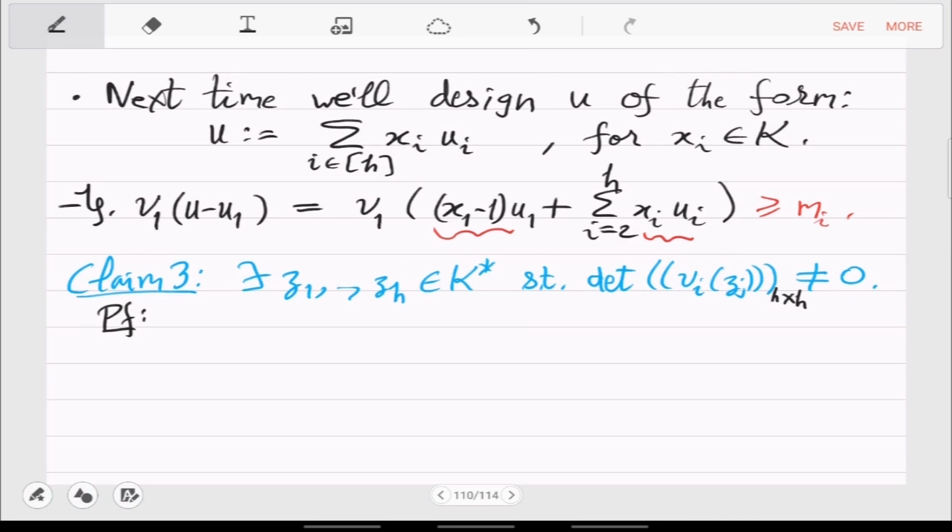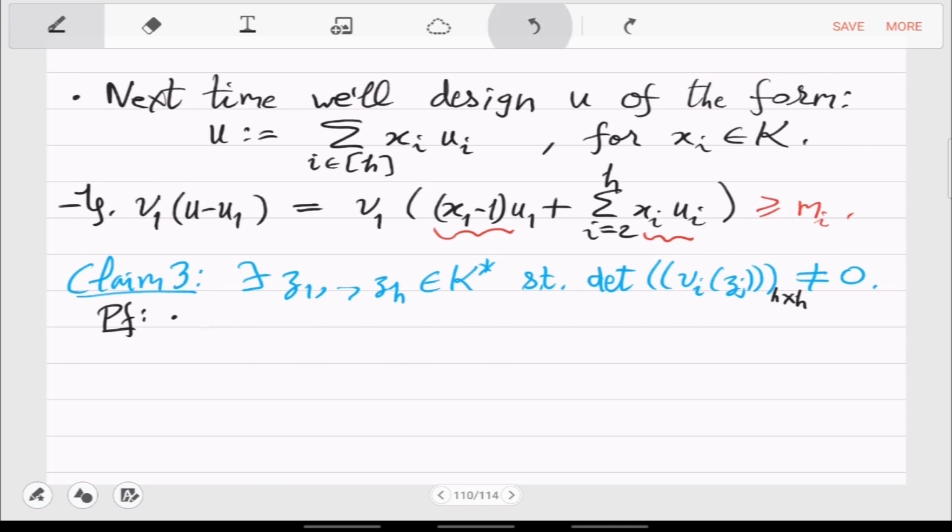There exist such functions whose valuations define this invertible matrix. This actually is an easy consequence of claim 2. It again is an evidence of Vi's being independent. But how do you find these Z1 to ZH? So, kind of an inductive proof. So suppose you want to find Z1.